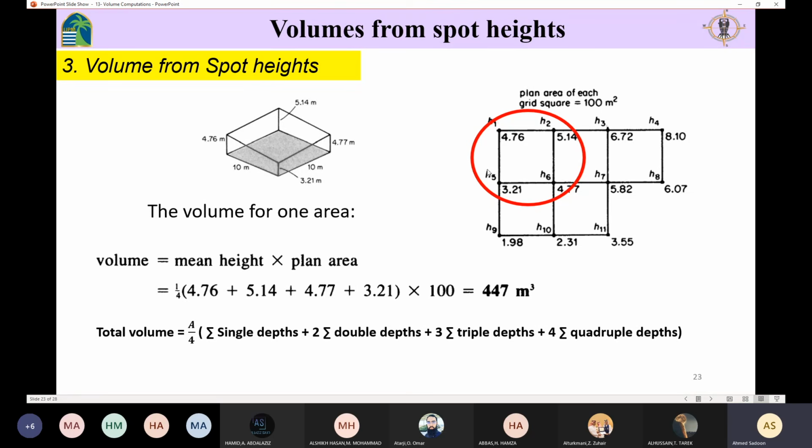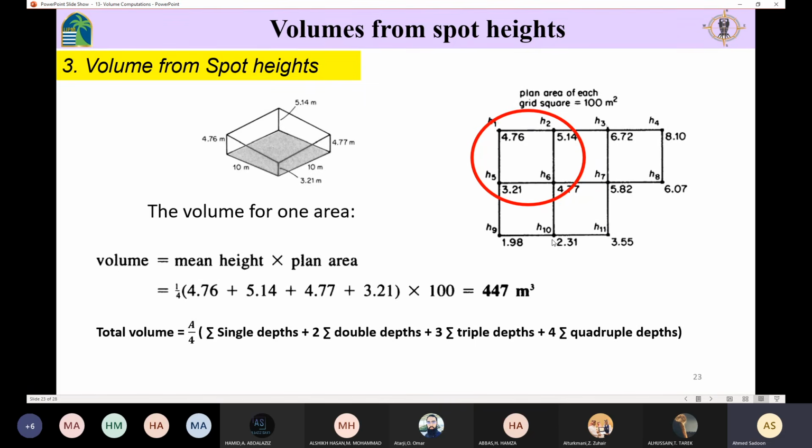Then what about H5? H5 is a double depth because this depth is common, or mutual, between this one and that one. Then what about H7? H7 is mutual between this one, that one, and that one. So H7 is triple depth. What about H11? This one is single, because it is not mutual with any spot, only for this spot.